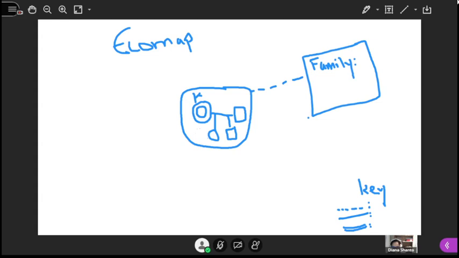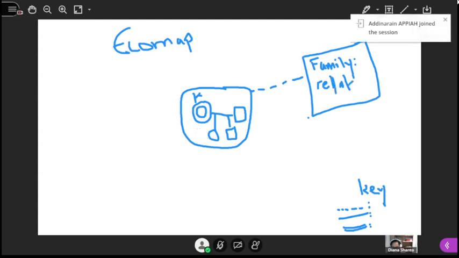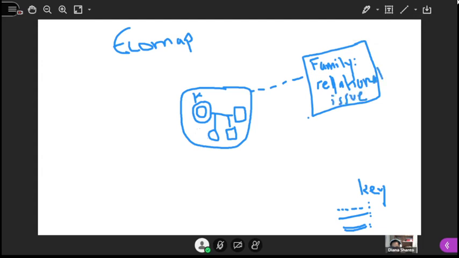Donc, ils vont savoir, là, c'est la famille. And where's the problem? Family. On va mettre relational issues. Relational issues with, or between spouses, between both spouses.